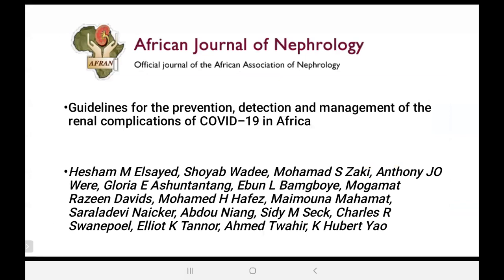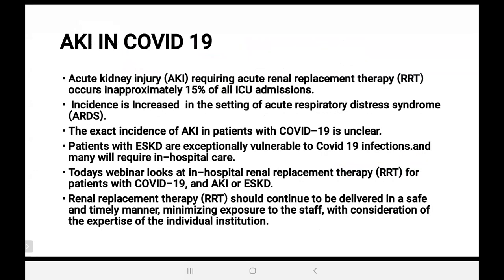The African Association of Nephrology recently sat down with experts from all over Africa, from South Africa, Egypt, Nigeria, Senegal, Ivory Coast, and formed the COVID-19 committee as a committee of AFRAN. It was chaired by Hesham El-Shayeb of Egypt, and the main convener was Choya Bwade, and these were the other members, many of whom are familiar to us as Africans. It includes Gloria Ashuntantang, who was the immediate past president of AFRAN, Ebun Bamgboye, Rosine David, Mohamed Hafez, Maimouna Mohamed of Cameroon, Saraladevi Naicker of South Africa, Abdou Niang, who's the Secretary General of AFRAN, Sidy Seck, Charles Swanepoel, Eliot Tana, Amit Tahir, and Hibat Yao, who is the President-elect of AFRAN.